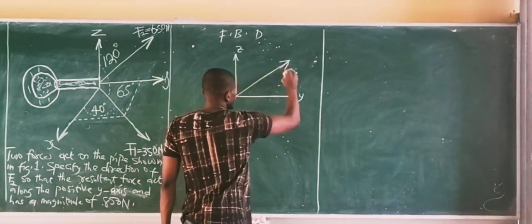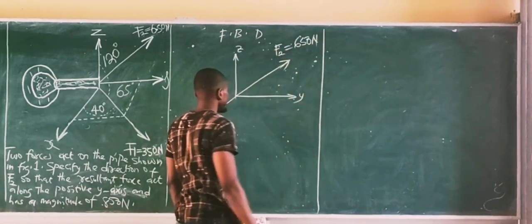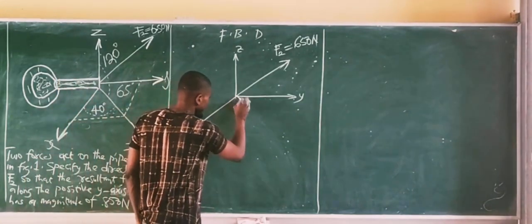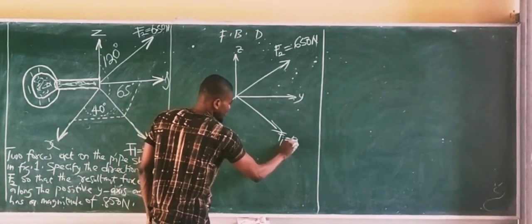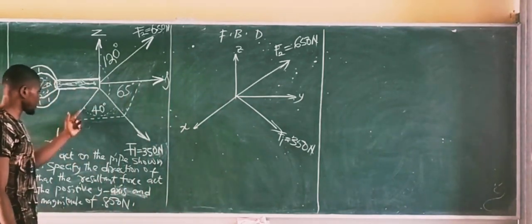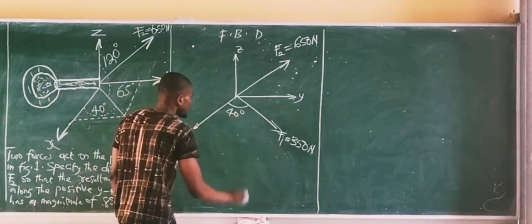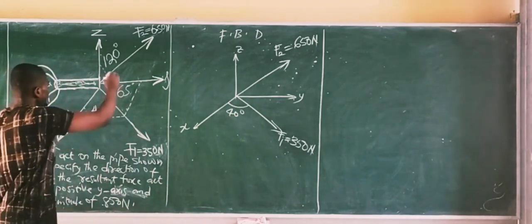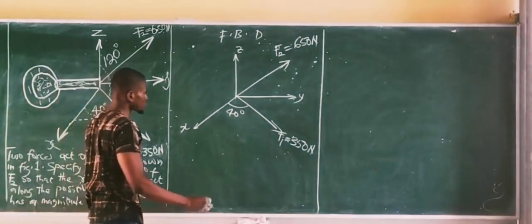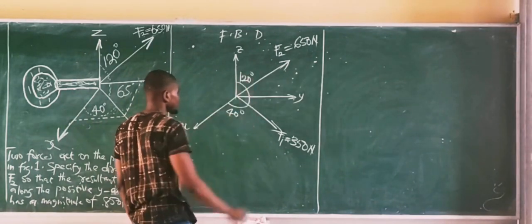So now F2 equals 650 newtons. We also have F1, 350 newtons. So we have force F1 equals 350 newtons. The angle between force F1 and the x-axis is 40 degrees. So from here is 40 degrees. The angle from the z component down to F1 is 120 degrees. So from this point is 120 degrees.